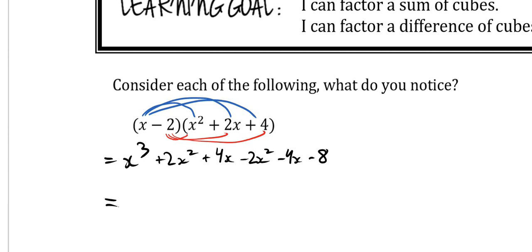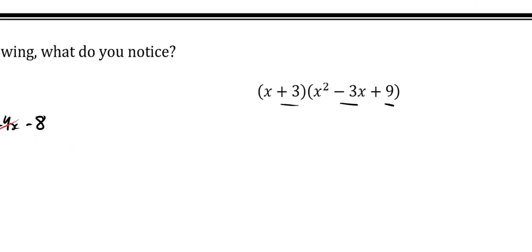It's a difference of cubes. And that happens because I have a positive 2x squared and a negative 2x squared and a positive 4x and a negative 4x. Like, these terms cancel. Just like a difference of squares, but these are both cubes. x cubed minus 8, right? x cubed is a perfect cube. 8 is a perfect cube. It's 2 cubed. Very nice. Next one. Try to expand that one.